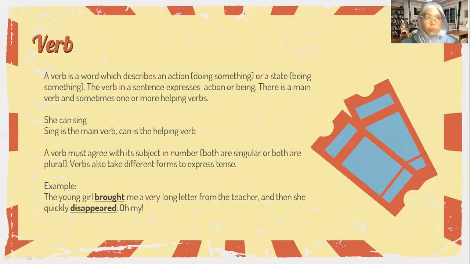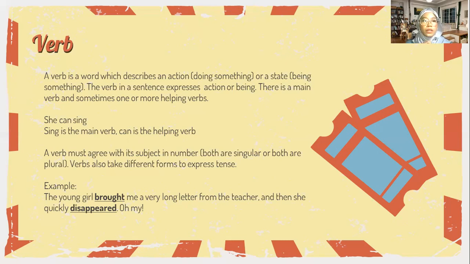Next is verb. A verb is a word which describes an action, doing something, or states being something. The verb in a sentence expresses action or being. There is a main verb and sometimes one or more helping verbs. Like in this sentence, she can sing. Sing is the main verb and can is the helping verb.